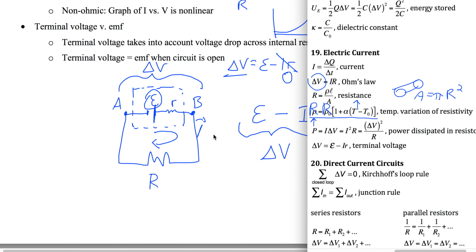And last thing I forgot to mention, this equation, just be able to manipulate it. We have energy being lost as heat through resistors, so if you are given one of the three variables of delta V, I, or R, you should be able to use them to solve for power or solve for any of the unknown variables.